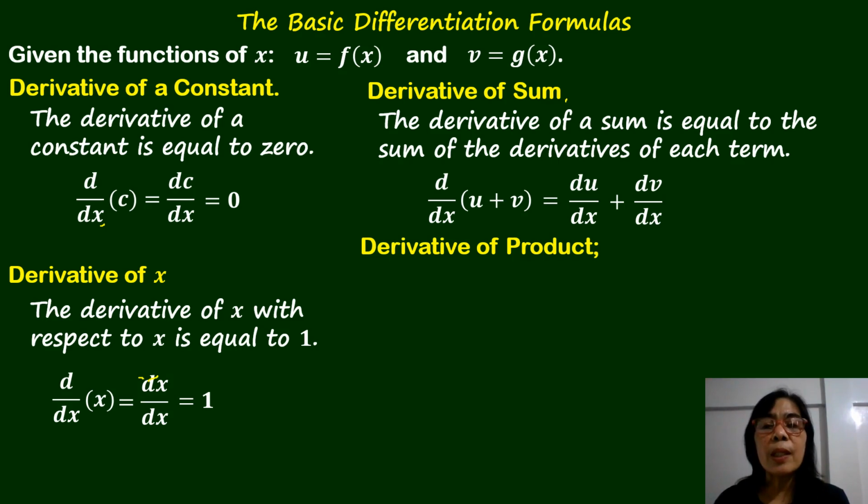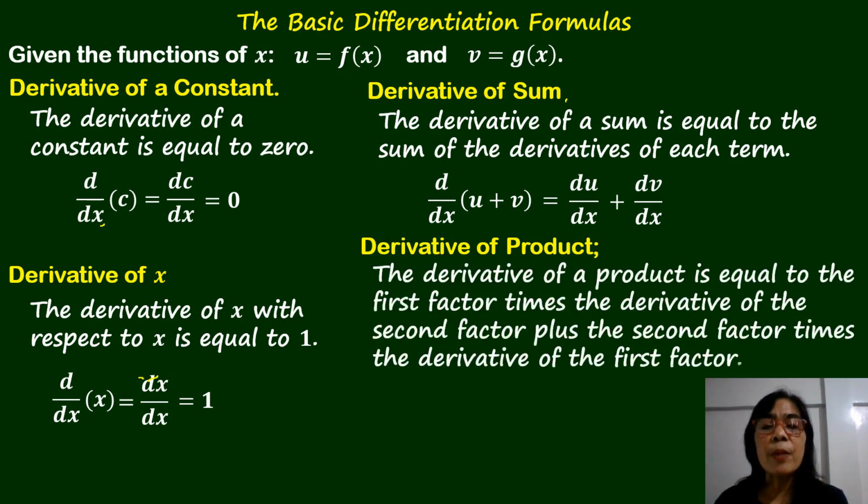The next formula is the derivative of a product. We recite the formula as the derivative of a product is equal to the first factor times the derivative of the second factor plus the second factor times the derivative of the first factor. So in symbol, we have here the derivative of a product. The product is u times v. We call u the first factor, v the second factor.